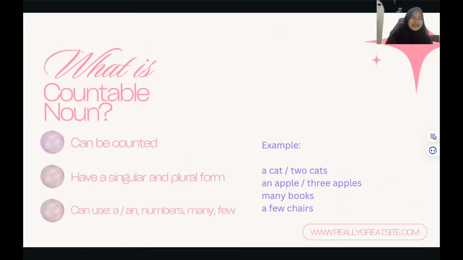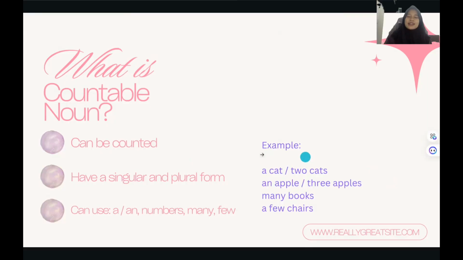So, what is a countable noun? A countable noun is a noun that you can count one by one, or I should say, you can count it with your finger. Look at the formula on the left side. First, it can be counted. Second, it has a singular and plural form. Third, you can use a or an, numbers, many, and few. For example, here we have a cat or two cats, an apple, three apples, many books, a few chairs.